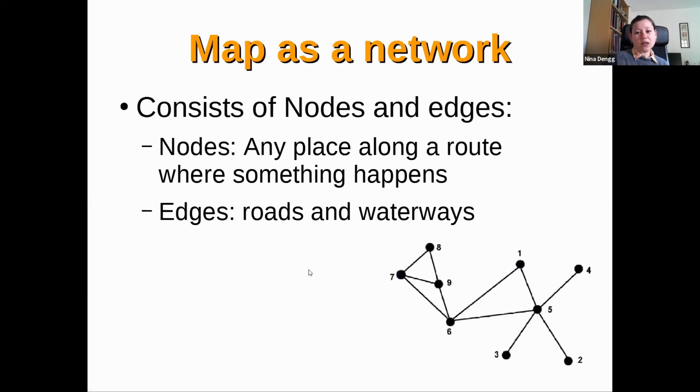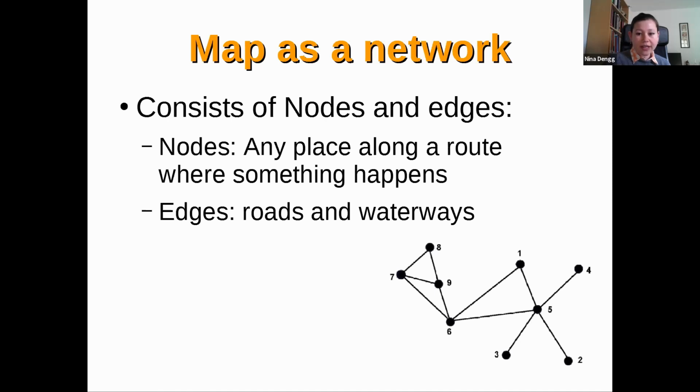So the underlying thought was that we see the map as a network, and a network consists of nodes and edges. In our case, the nodes we defined as any place along a route where something happens, and edges are the roads and waterways.